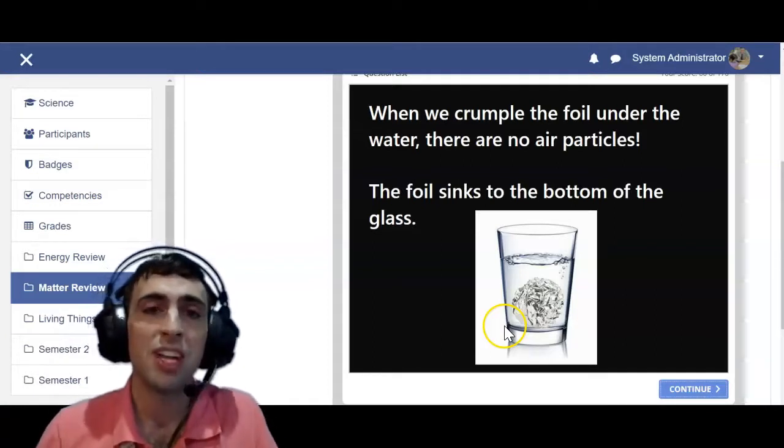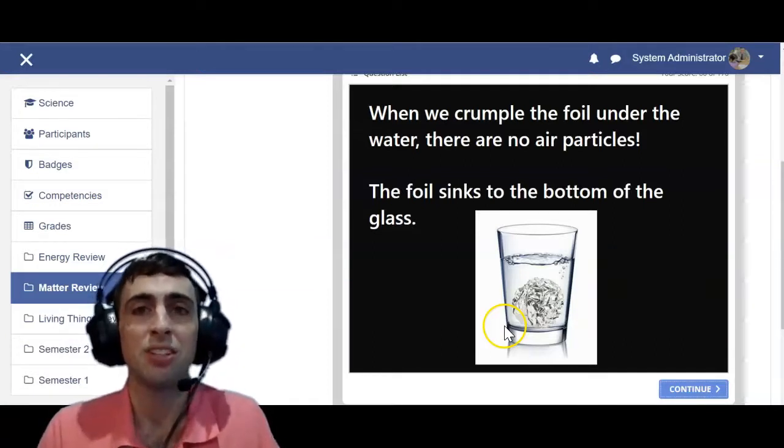Okay, so that is our science review lesson about density.